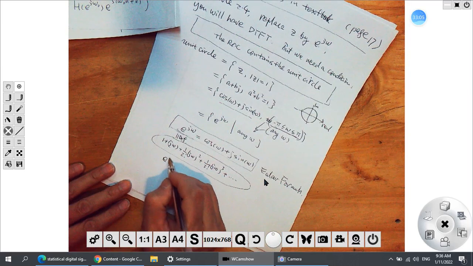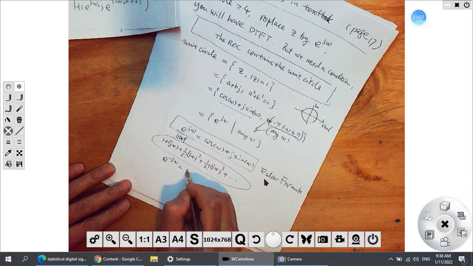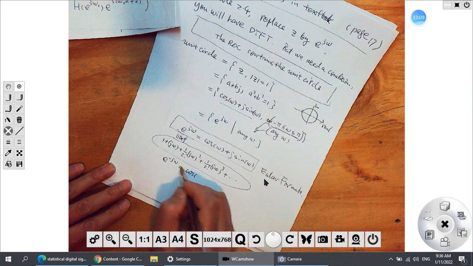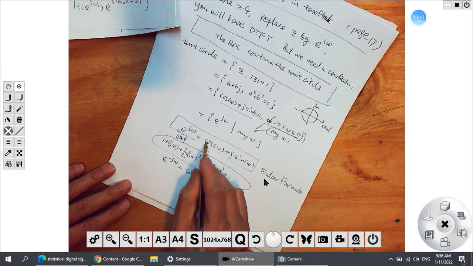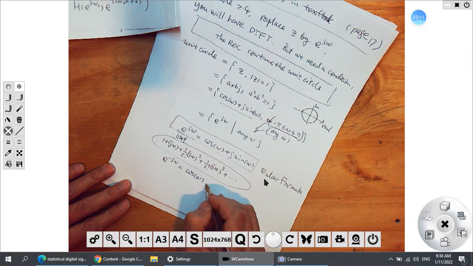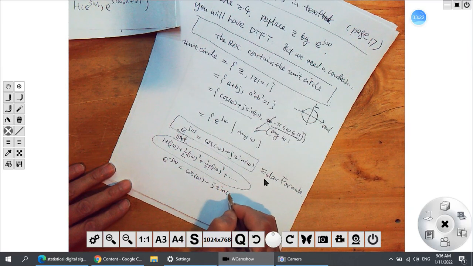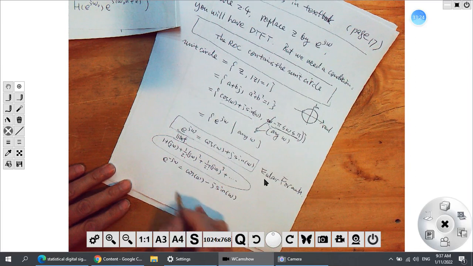And this formula we can also have on another side, because e to the negative j omega gives cosine of negative omega. Cosine of negative omega is the same as cosine omega, right? And j sine of negative omega. For sine, I can move the negative in front. So we have this one.